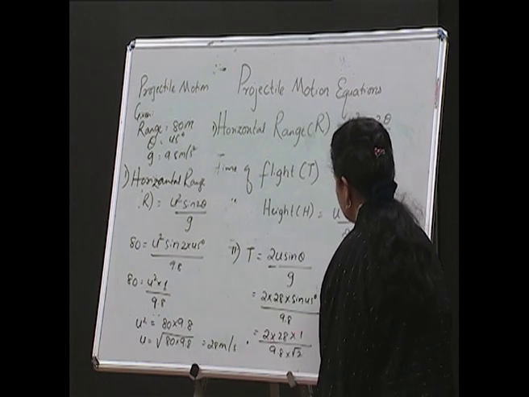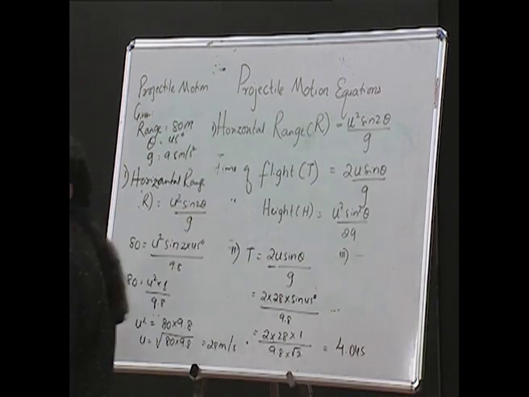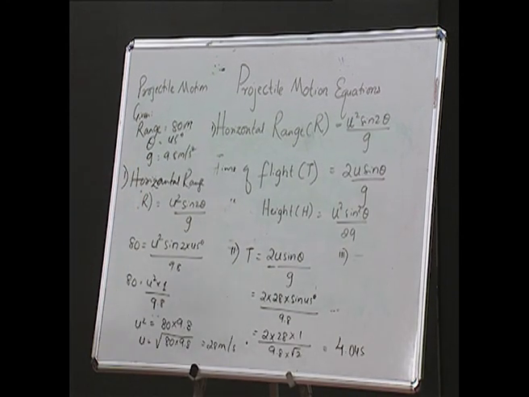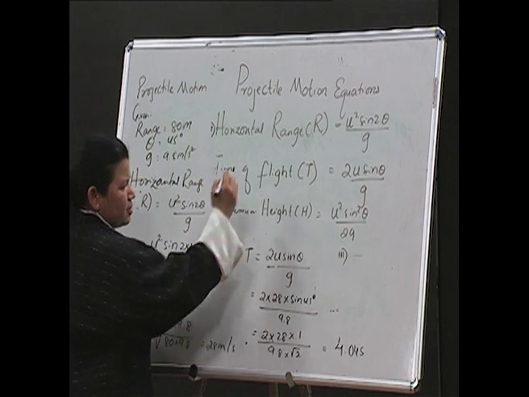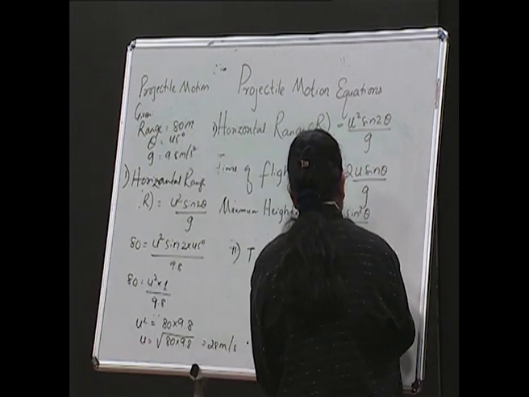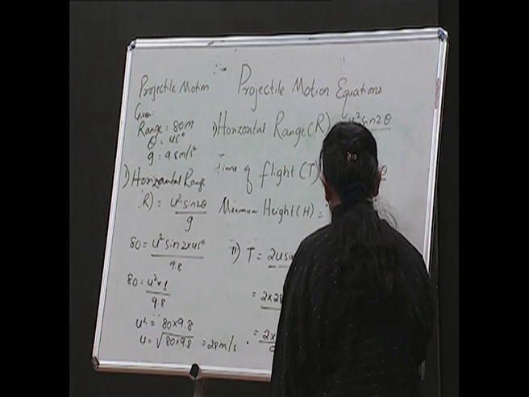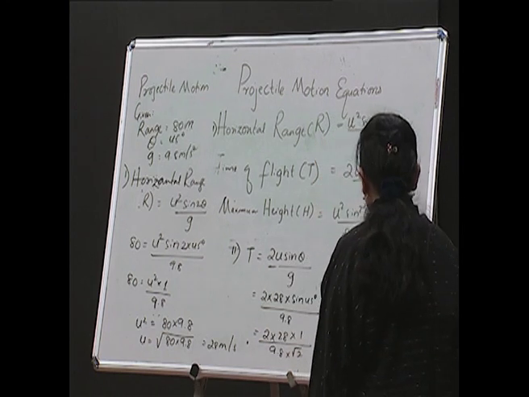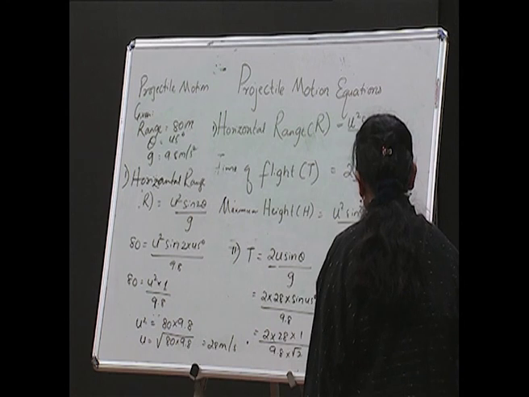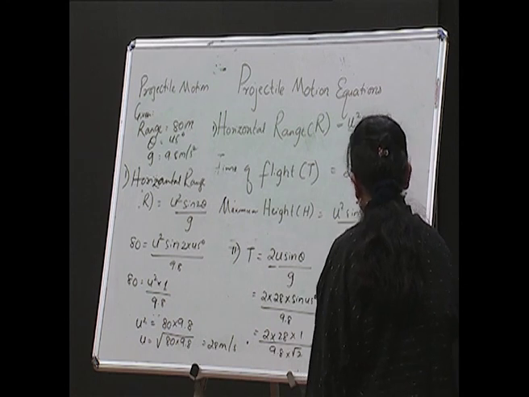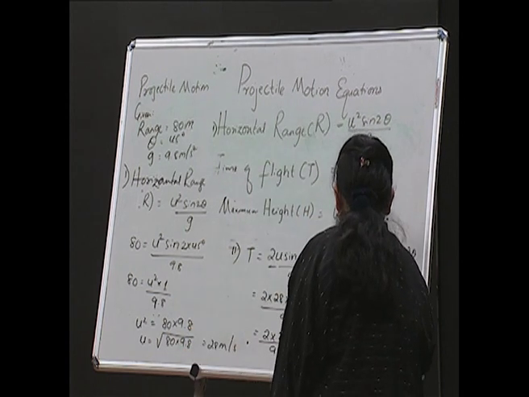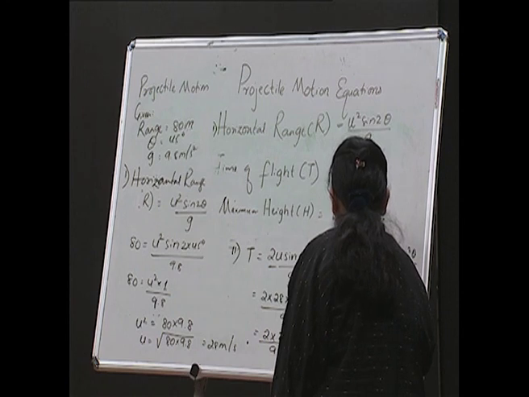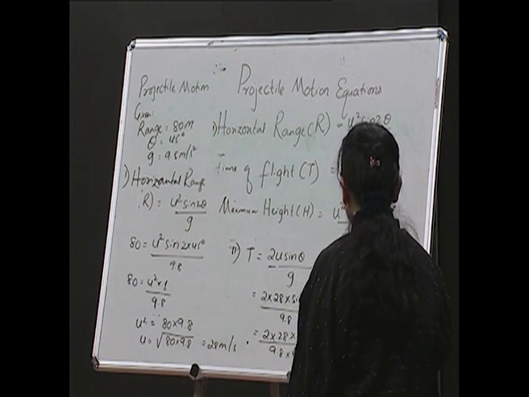Now, in the third calculation, we are asked to find the maximum height. We already have a formula to find the maximum height. Usually we use the symbol h for height, or you can use the symbol y naught for maximum height. It is given by the equation u square sine square theta over 2g. What is u? We have already calculated it in the first part of the problem. So, u is 28, the whole square, times sine square of theta.